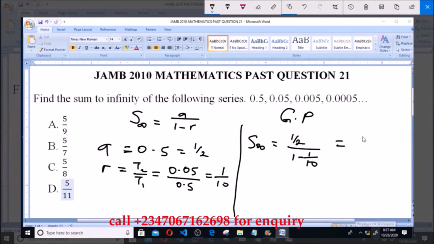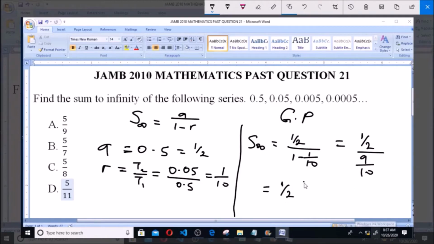Now this is equal to 1 over 2 all over 9 over 10, because 1 minus 1 over 10 gives us 9 over 10. You can write it like this: 1 over 2 divided by 9 over 10. Changing this division sign to a multiplication sign, we have 1 over 2 multiplied by 10 over 9. 2 into 2 gives 1, 2 into 10 gives 5. So this is equal to 5 over 9, and that is option A. So 5 over 9 is the sum to infinity of the series.